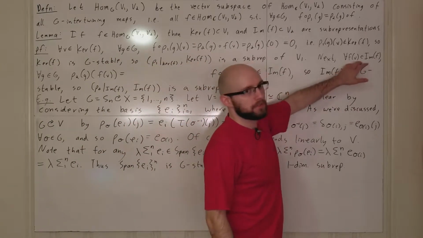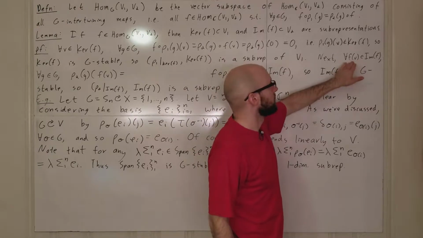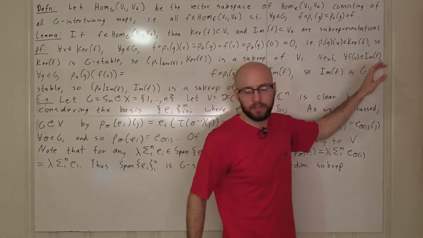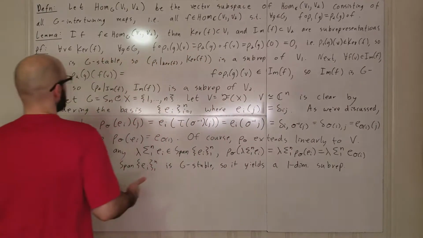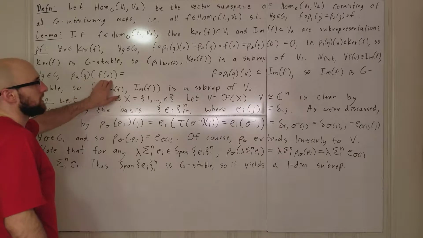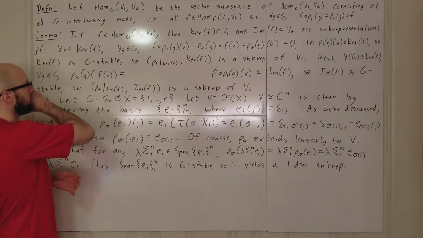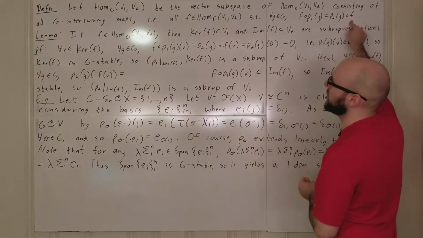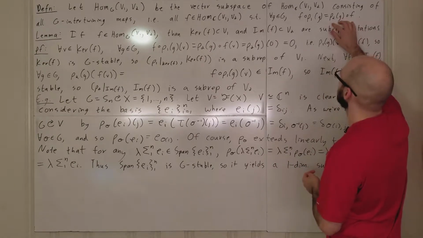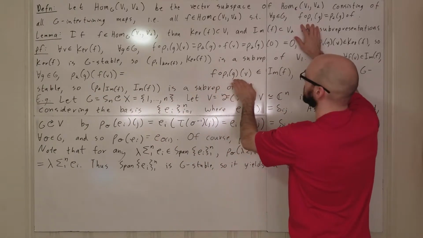Now suppose we have an element of the image of F. Obviously any element of the image can be written as F of V for some V in capital V. Then for every single G, we want to prove that rho 2 G of F V is also in the image, because that will prove that it's stable under G. But we can write rho 2 of G of F of V as exactly rho 2 of G composed with F, evaluated at V. But this whole thing is equal to F composed with rho 1 of G evaluated at V.